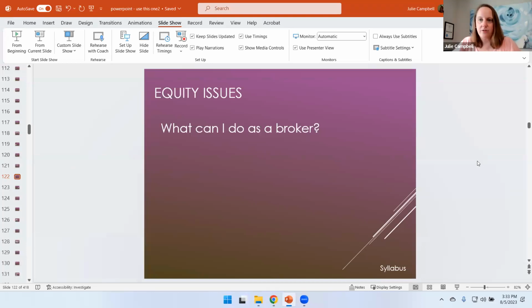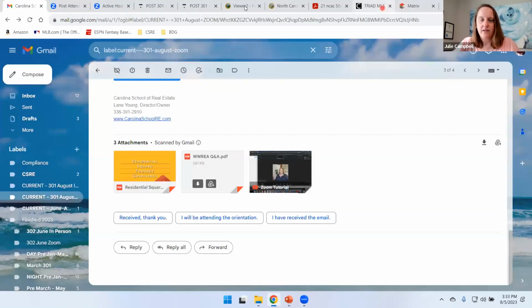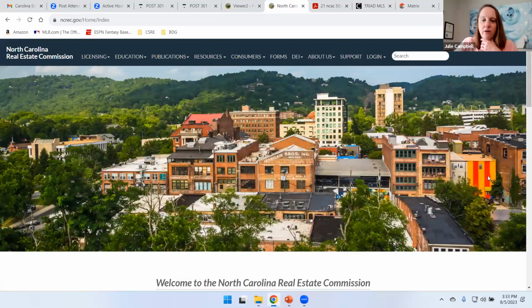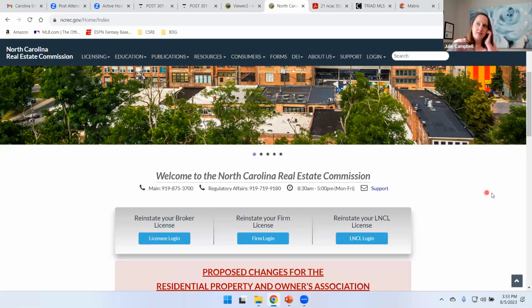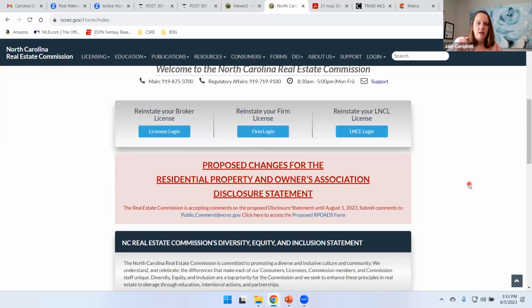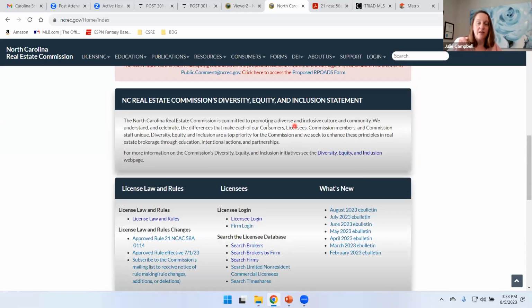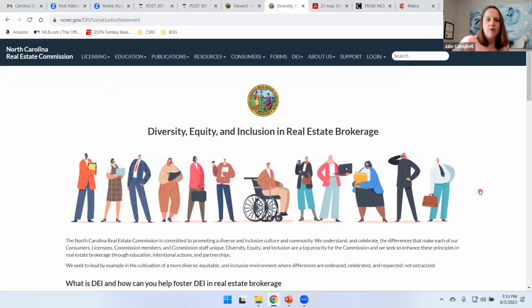So let's go back out real quick. Commission's website, again, ncrec.gov, plethora of information in here. And still on the home page, if we scroll down, they used to have the statement on the page, but they've recently given them their own page. So here's our commission's diversity, equity, and inclusion statement that goes over the commission's dedication to the new DEI division. And then, as we said, we have our new DEI website.